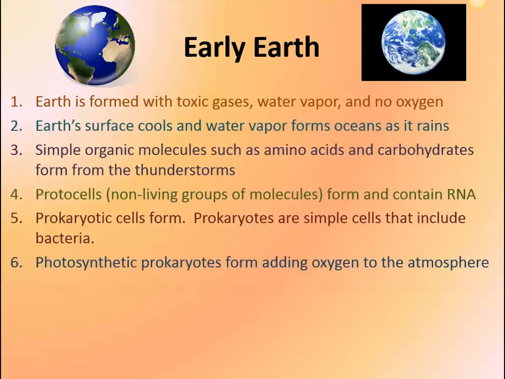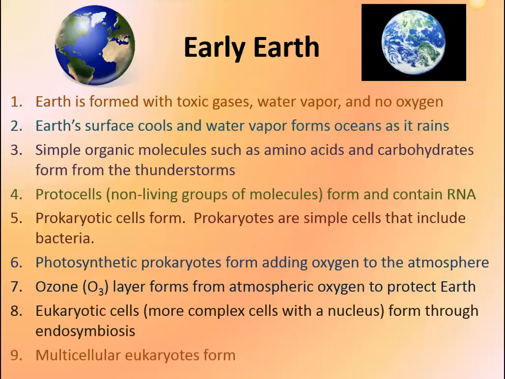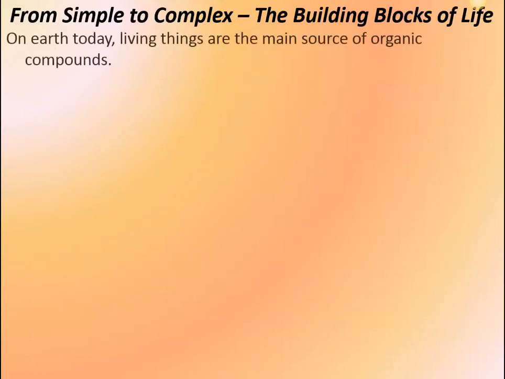This last part of the list should be review for our other units, so we're not going to worry about it right now. We're worried about how we go from simple inorganic molecules to complex organic molecules, right? The building blocks of life. So on Earth today, living things are the main source of organic compounds. What that means is almost all organic compounds that we have on Earth are found within living things.